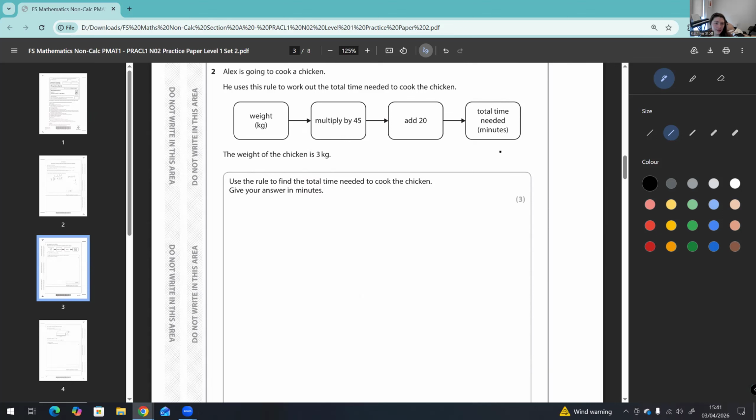Okay. Alex is going to cook a chicken. He uses this rule to work out the total time needed to cook the chicken. So the weight in kilograms, multiply with 45, add 20, and that's your total time needed. The weight of the chicken is 3 kilograms. So I'm going to just put a 3 in here. We're going to multiply by 45. So we're going to use, I forgot what it's called now.